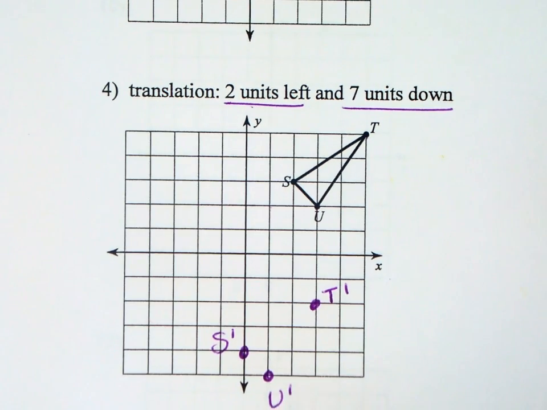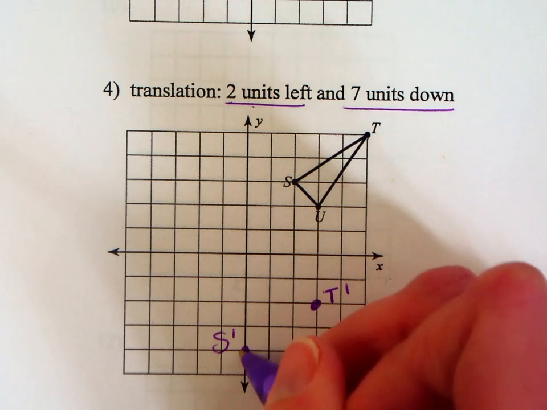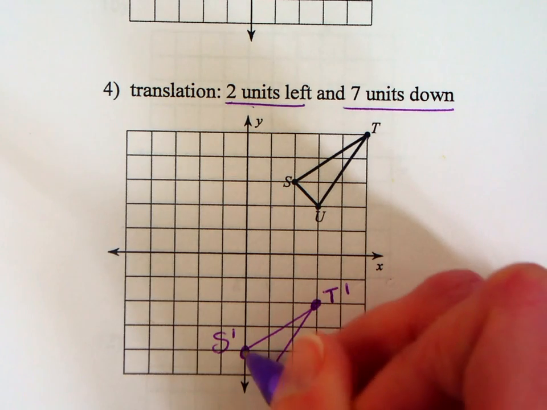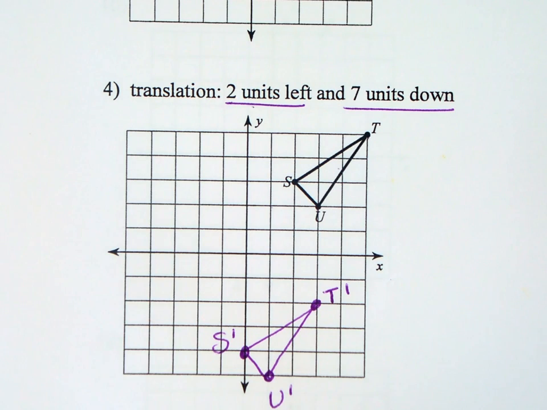So once you've translated each point from the figure, then you can connect them, and you notice you get the exact same congruent shape.